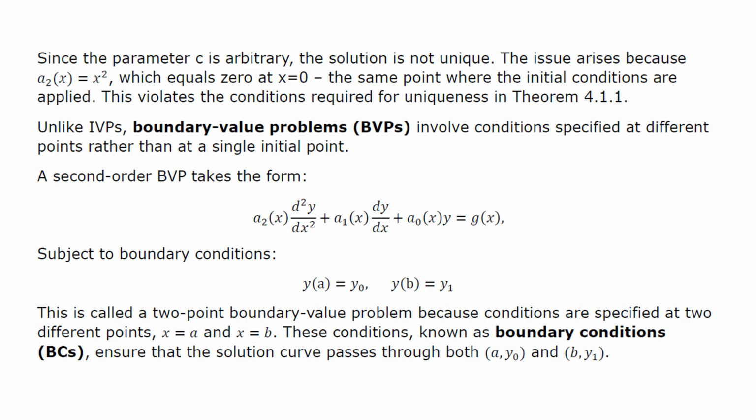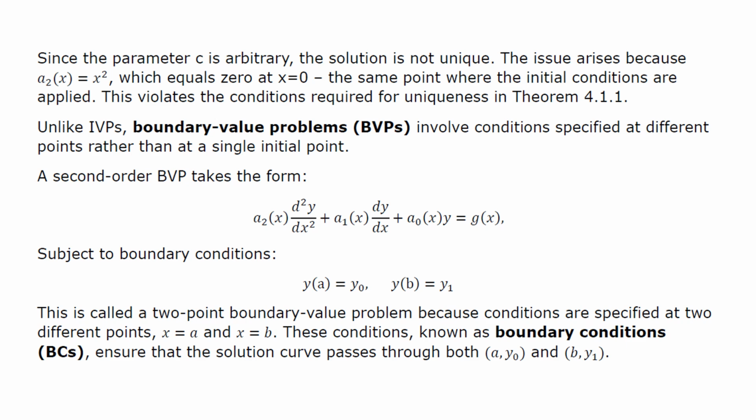Unlike IVPs, boundary value problems, or BVPs, involve conditions specified at different points rather than at a single point. So a second order BVP takes this form, a sub 2 of x all the way down to a sub 0 of x equals g of x. And this is subject to boundary conditions where you have y of a equals y sub 0, or y of b equals y sub 1.